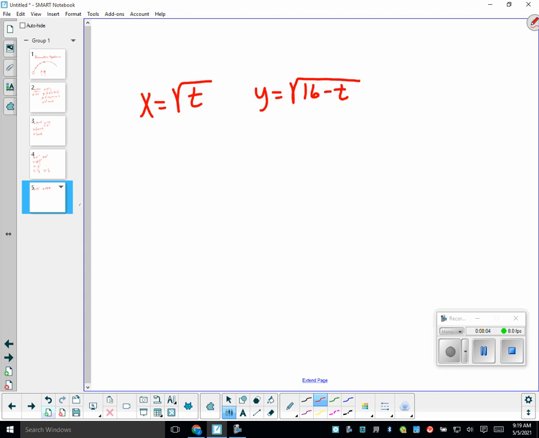There are several ways that I can do this problem. Anybody want to suggest one? Can you square the left one? Can I square the left one? Do you like that if I do that? Sure.